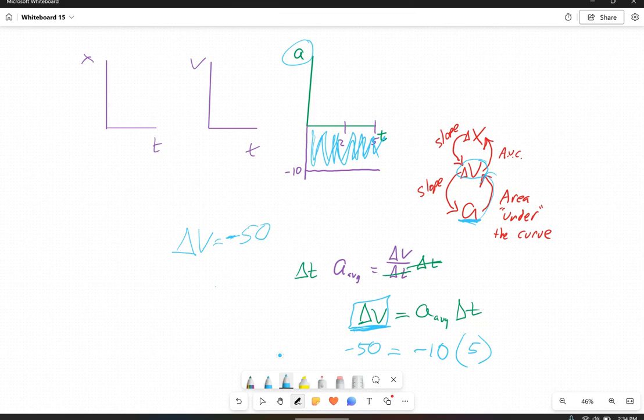Now I'm going to create a velocity versus time graph, unless there's questions. No? Yell at me if I'm going too fast or too slow.